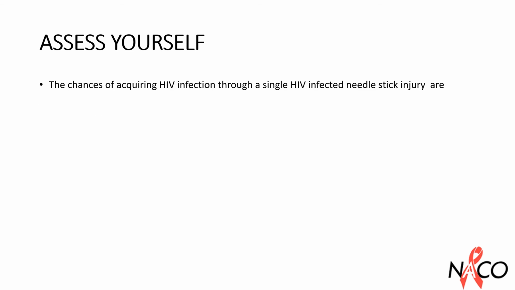Question number 3. The chances of acquiring HIV infection through a single HIV infected needle stick injury are: option A, 100%; option B, 25%; option C, 75%; option D, less than 1%. The correct answer is less than 1%.